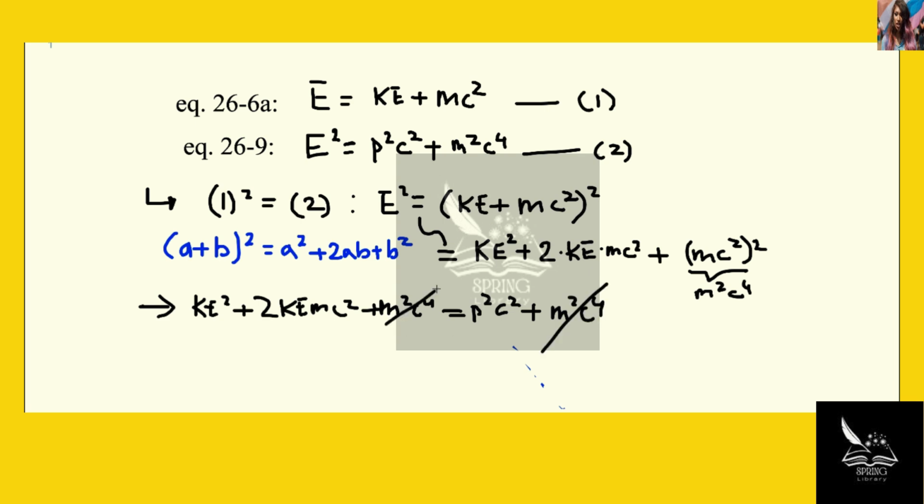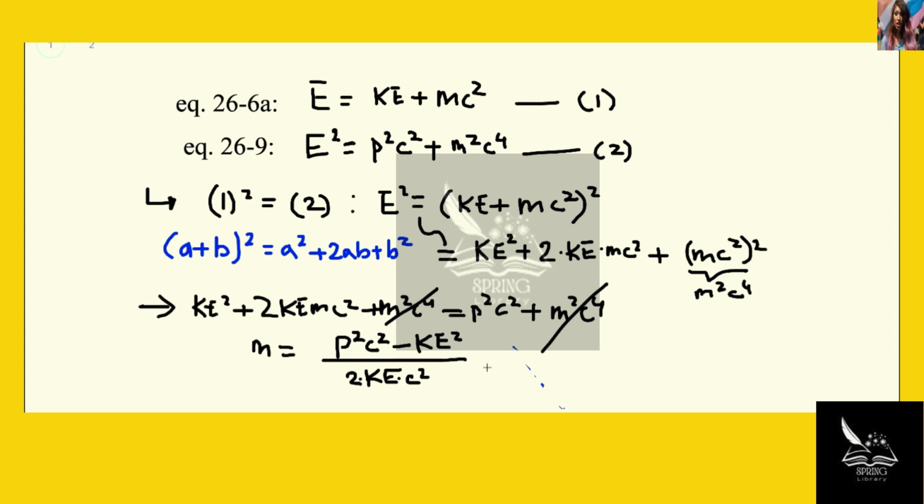And so the m squared c to the fourth terms cancel out, and you note that the only mass we have is in here, so we can make that the subject. Mass is what we want, right? So make m the subject, you get m equals p squared c squared minus KE squared on the numerator divided by 2 times KE times c squared on the denominator.